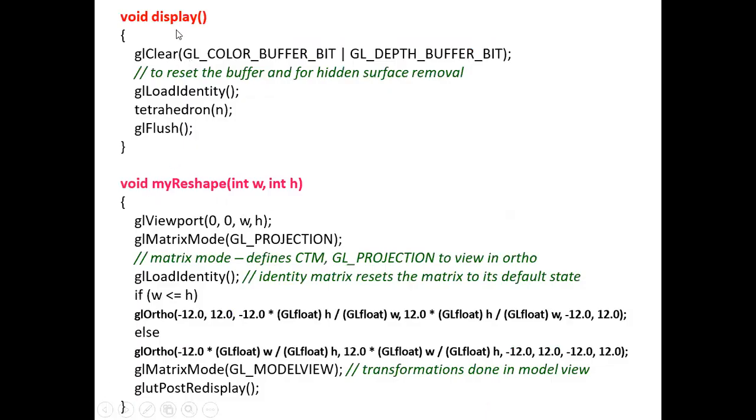The next function is my display function. Inside the display function, I have called glClear. I have to clear the color buffer and the depth buffer. Why am I using the depth buffer here? Because it is 3D. Whenever we go for three dimensions, we have to consider our Z axis, and when you consider your Z axis, you have to include your depth buffer to reset or clear the buffer. Hidden surface removal is nothing but your Z axis, so whenever you are considering your Z axis, we have to consider the depth buffer bit.